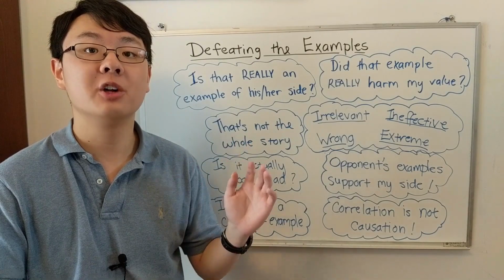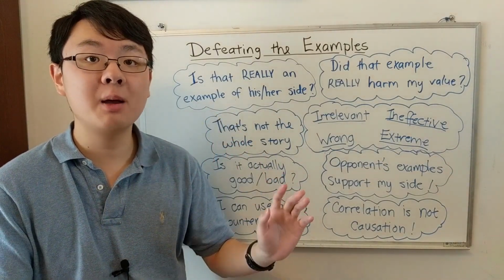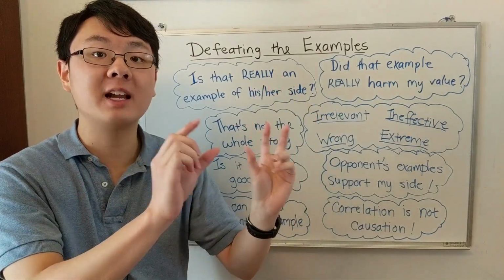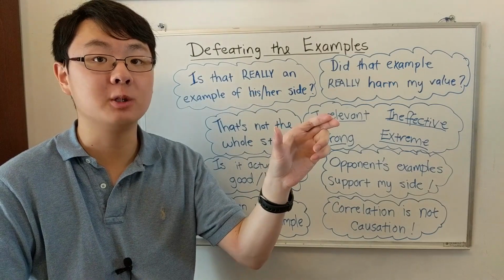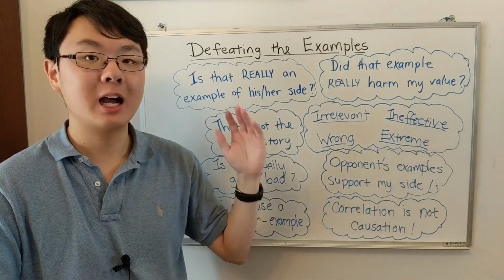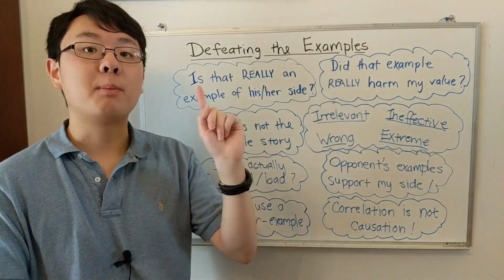And there are a lot of ways to defeat your opponent's examples. This is really effective because many times your opponent's whole contention is supported by one example. So if you can defeat the example, you effectively have defeated the contention. So really this is similar to the last video about defeating the contentions. So let's look at the first way you can defeat your opponent's examples.